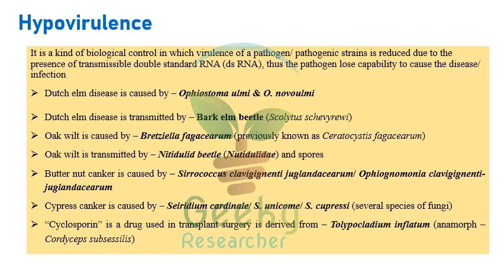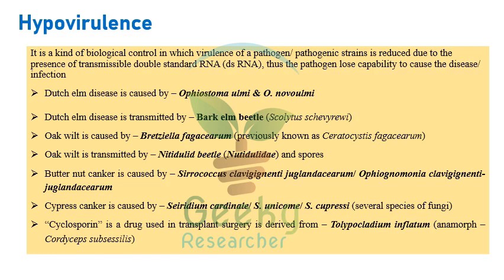Dutch elm disease is caused by Ophiostoma ulmi or Ophiostoma novo-ulmi. Dutch elm disease is transmitted by the elm bark beetle, Scolytus. It is very important. Oak wilt is caused by Bretziella fagacearum, previously called Ceratocystis fagacearum. Now the name has changed to Bretziella fagacearum. Oak wilt is transmitted by the nitidulid beetle, belonging to the family Nitidulidae, and also spreads through spores.